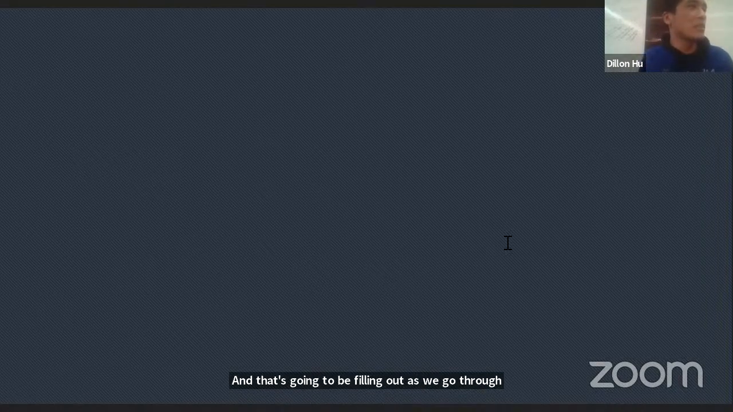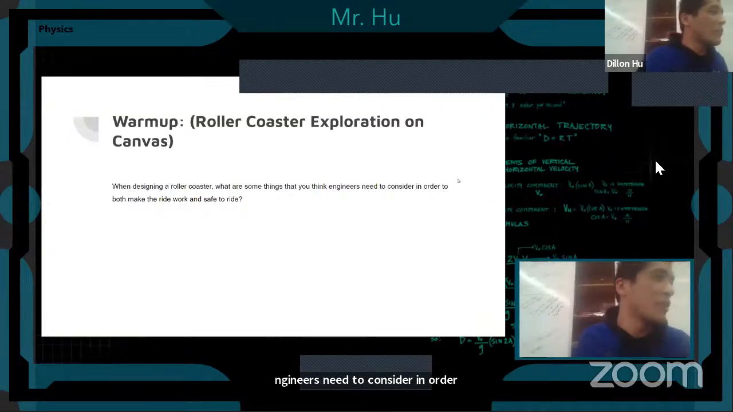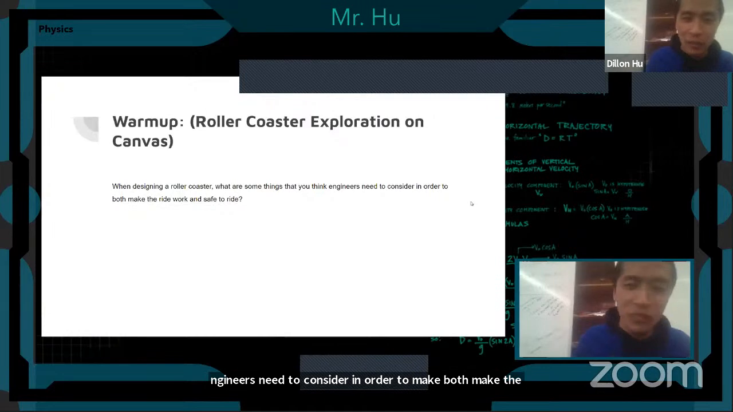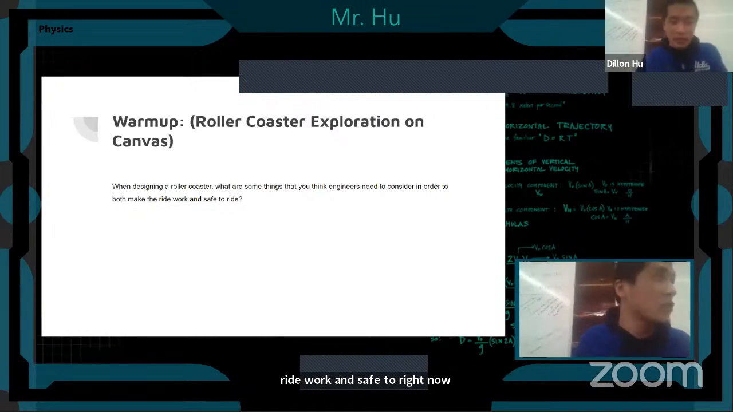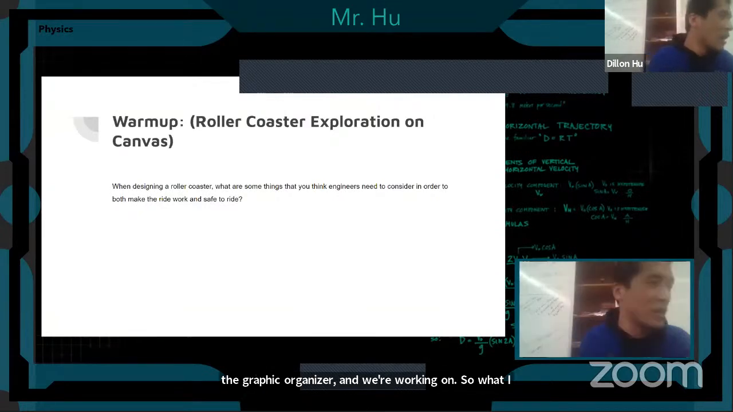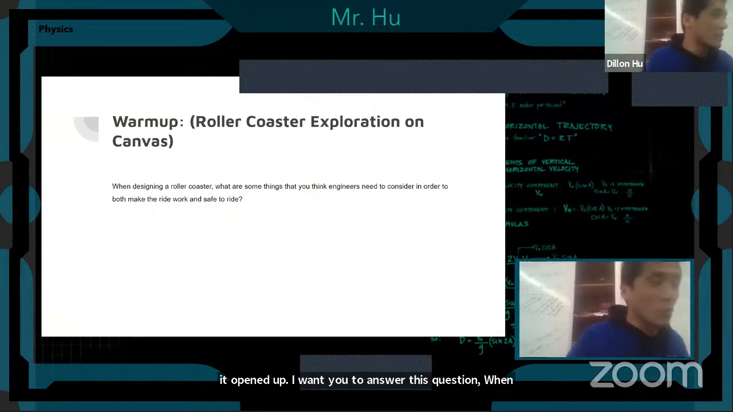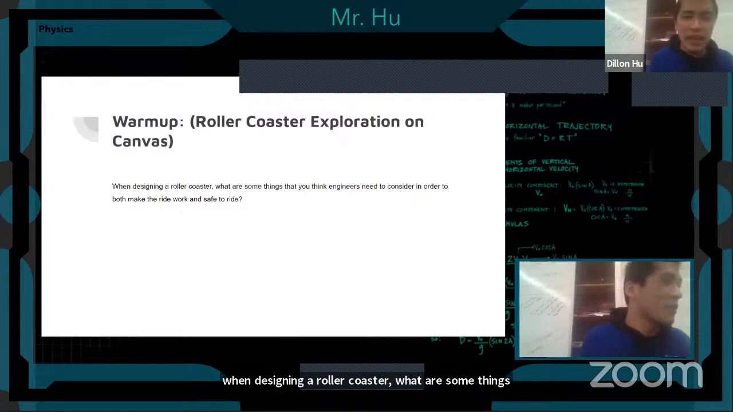So what I want you to do is think about what are some things that you think roller coaster engineers need to consider in order to make the ride work and safe to ride. Here's the link to the graphic organizer that we're working on. I want you to have it opened up and answer this question: when designing a roller coaster, what are some things that you think engineers need to consider in order to both make the ride work and safe to ride?